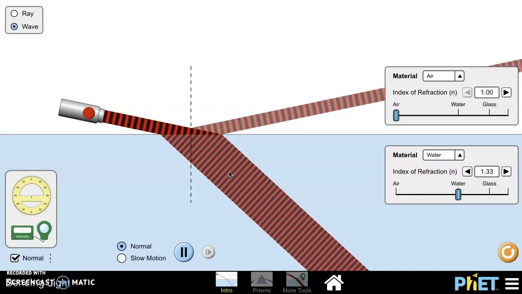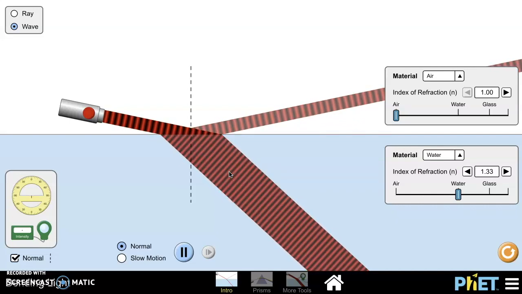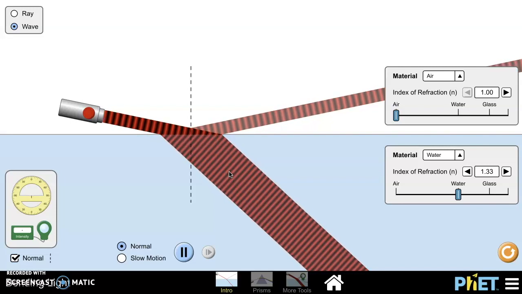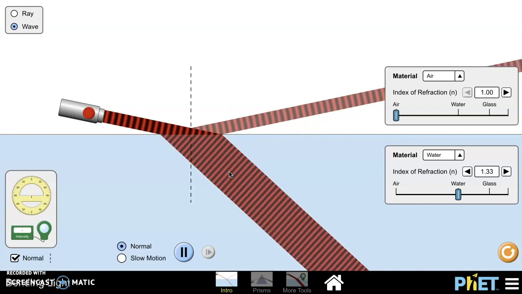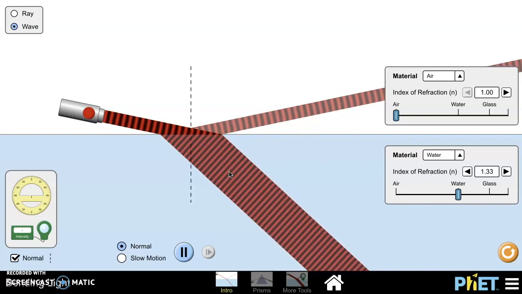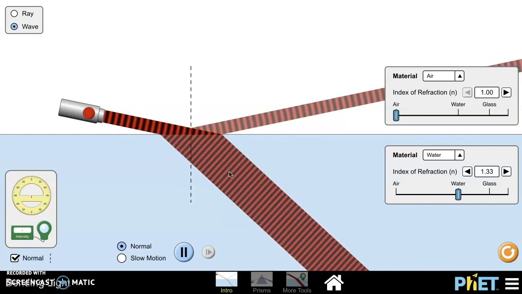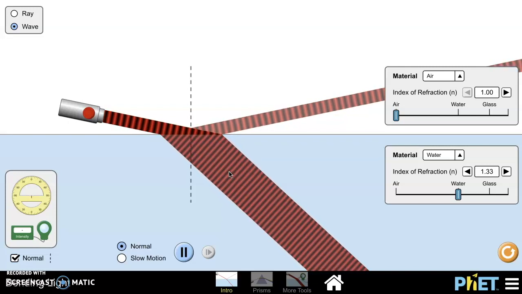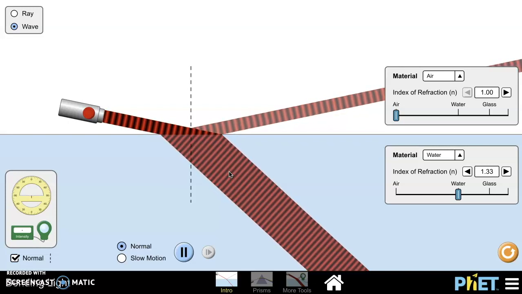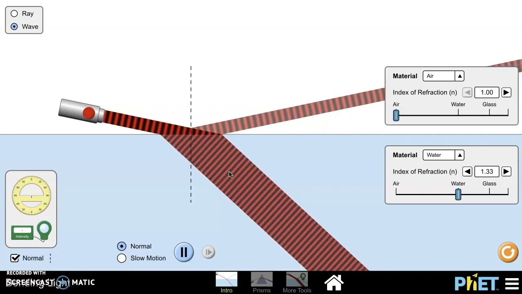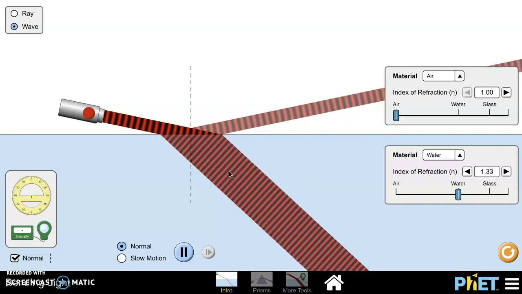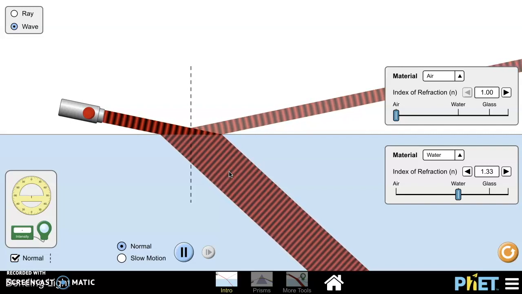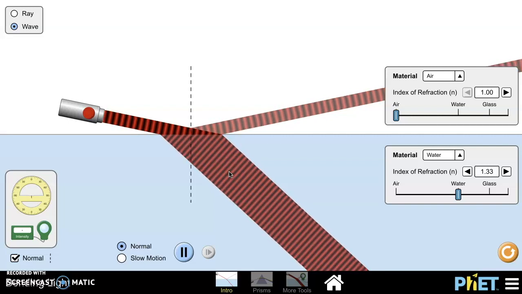So we've talked about reflection, which is the bouncing of waves. We've talked about diffraction, which is the curling of waves around a barrier. We've talked about interference, which is when waves interact with one another and cause a different pattern to emerge. And the fourth one was refraction, which is the bending of a wave or the changing direction when it reaches a new medium from an old one.